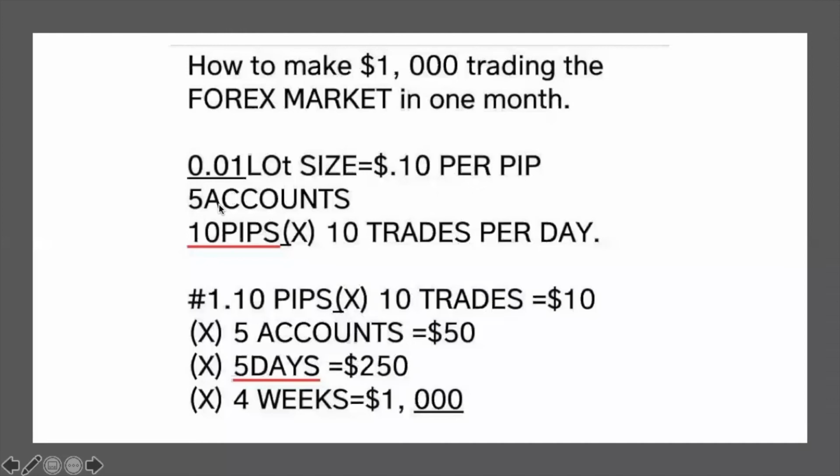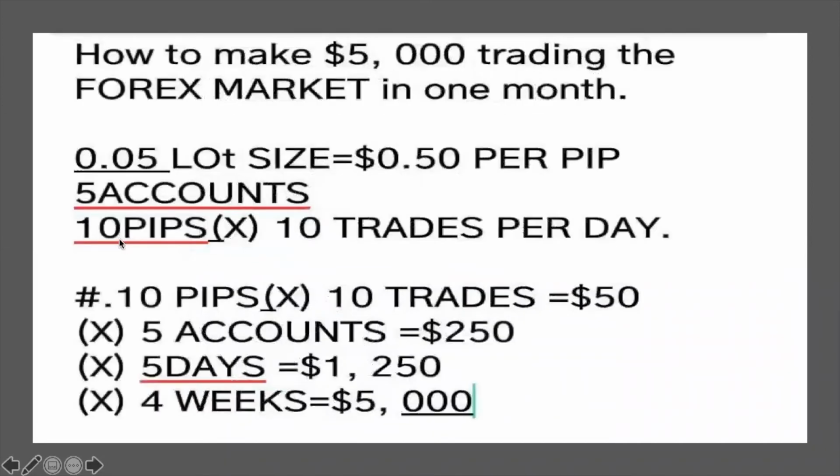You can go up to make $5,000 trading in a month. You can go to 0.05, which is 50 cent per pip, as you can see, what I have right here written out for you guys on the slide.